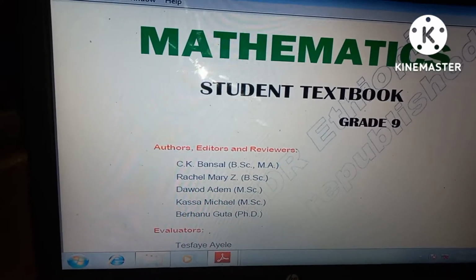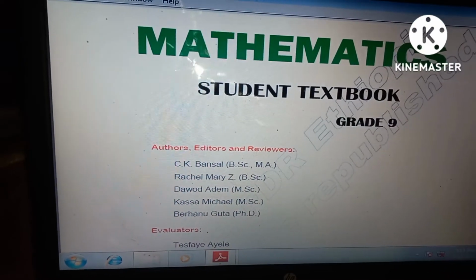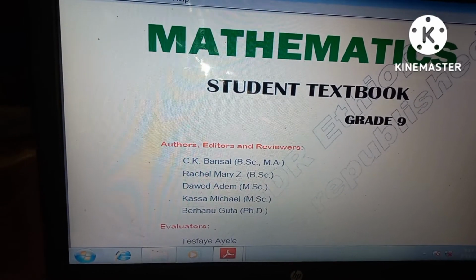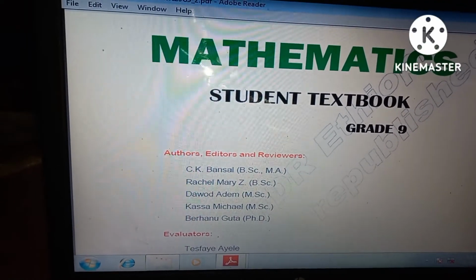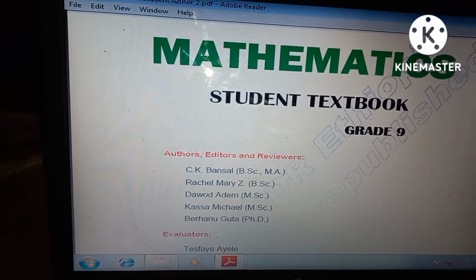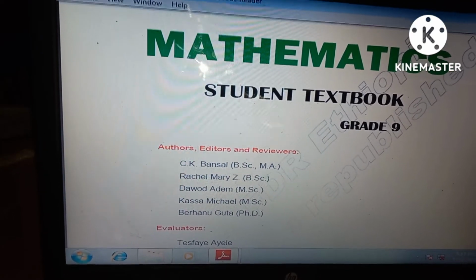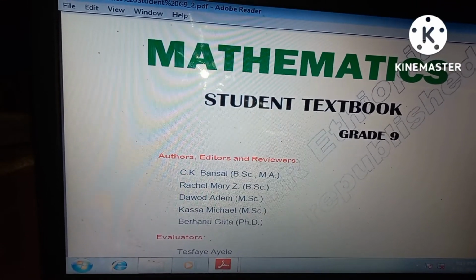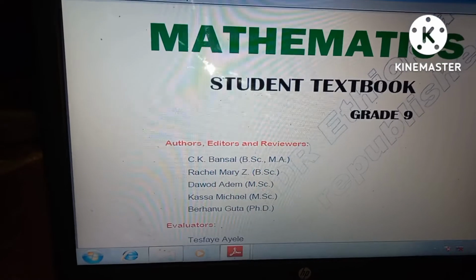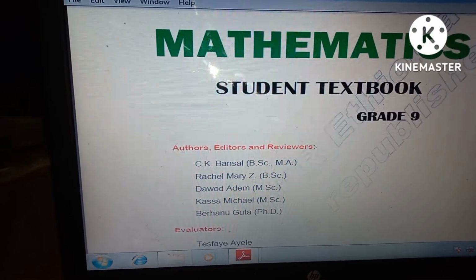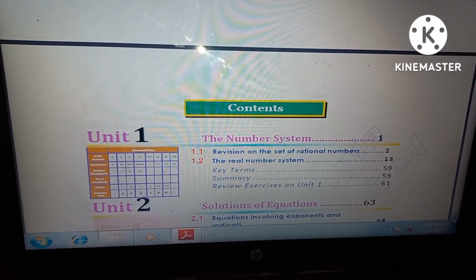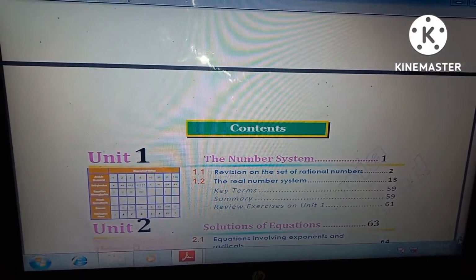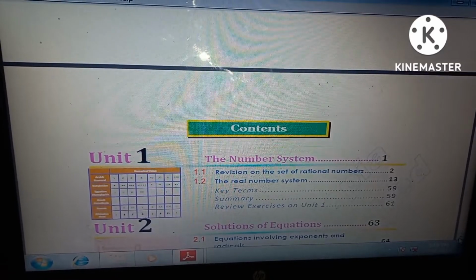I'm fine. Today we will discuss the Maths course for grade 9. The grade 9 mathematics contains 7 main points, or 7 chapters. The first chapter is the number system, or revision of rational numbers and the real number system.